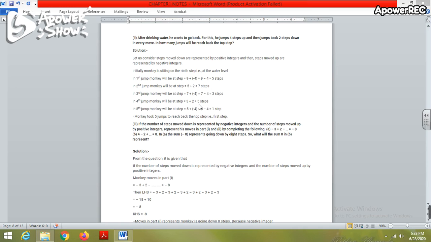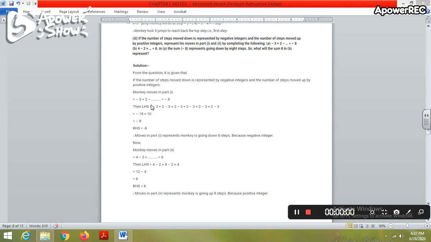Again we have to move 4 steps upward, so again we are subtracting it. So 5 minus 4 equals 1. After the 5th jump, the monkey is at the first step. In the question we were asked to find out after how many jumps he will reach back the top step. So after the 5th jump, the monkey will reach back at the top step.